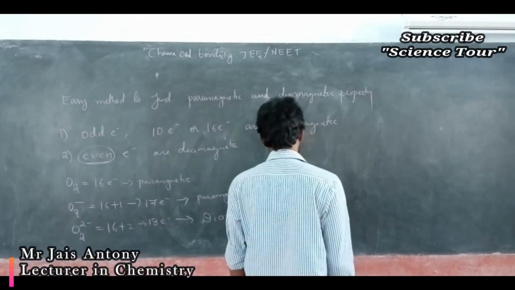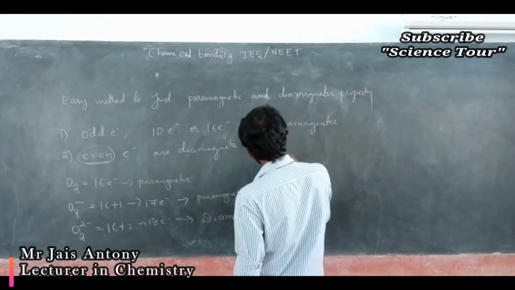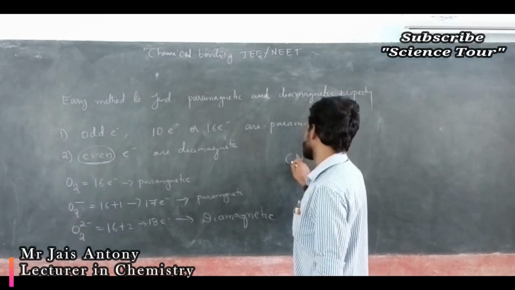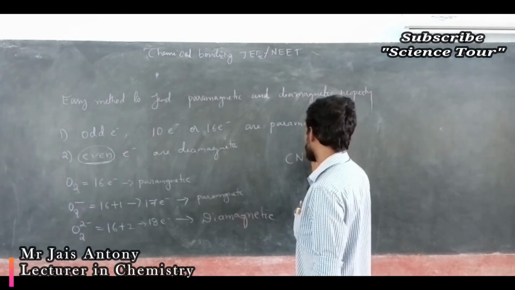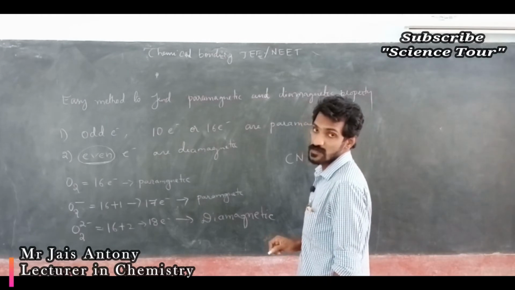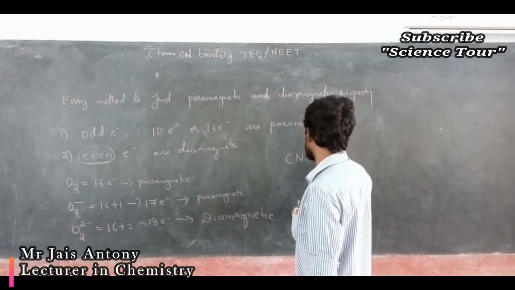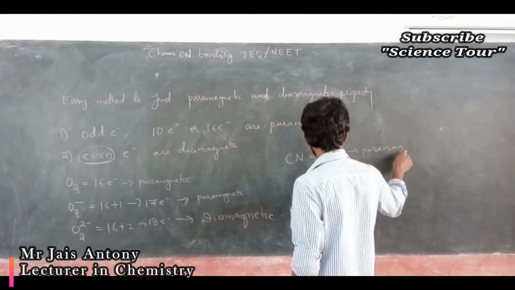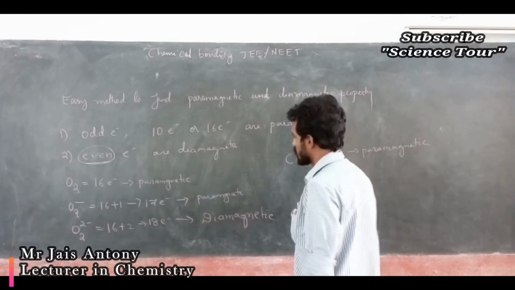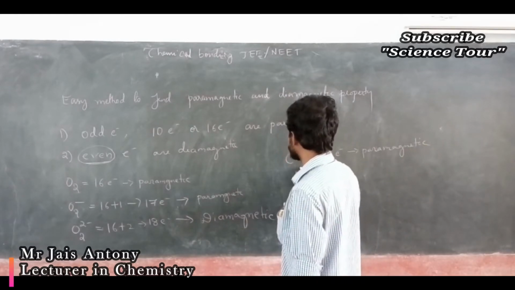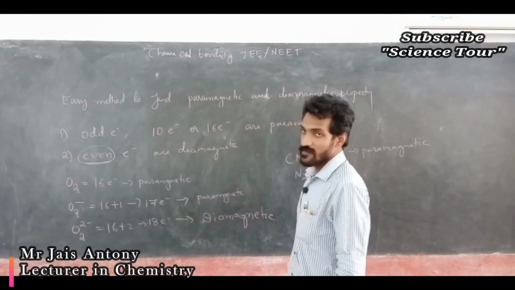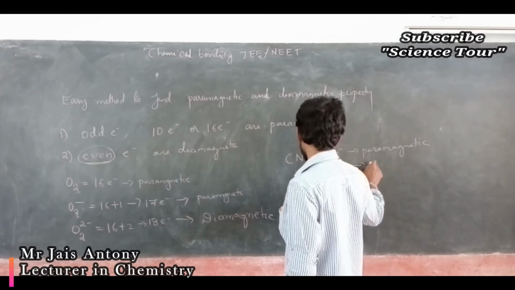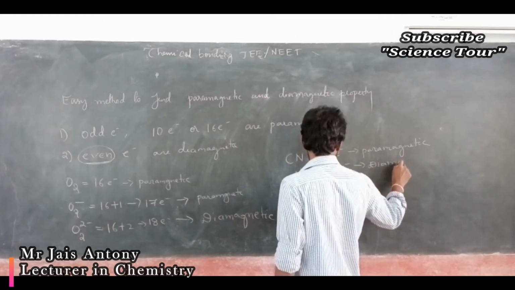Okay, next one is CN, cyanide. Carbon is 6 plus 7. 6 plus 7 is how much? 13. 13 is an odd number of electrons, so paramagnetic. Nitrogen, my dear students, N2. One nitrogen has 7 electrons, two nitrogens have 14 electrons. 14 is an even number, so diamagnetic.